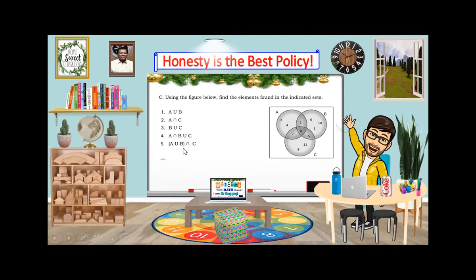A union B. Ayan. Sasamahin na muna yung A at B, lahat ng elements. So, magiging sagot ay 1, 2, 3, 4, 5, 6, 7, 8, 10. Yun yung A union B. Itong dalawa pinagsama. Lahat na nandito tsaka nandito elements. Then, intersection C. Ayan, intersection C daw po. O, yung lahat ng elements na yun, intersect natin sa C.